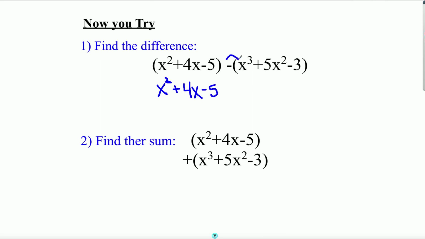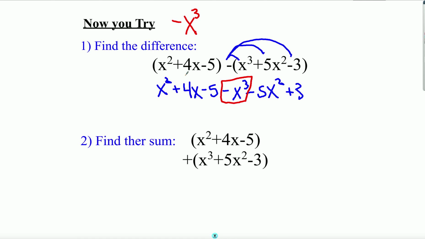And then this is going to become negative or minus x cubed. This is going to become minus 5x squared. And this is going to become, this is important, plus 3. So when I do that, now I'm ready to combine like terms. So I have negative x cubed is the only x cubed term. So here we go.